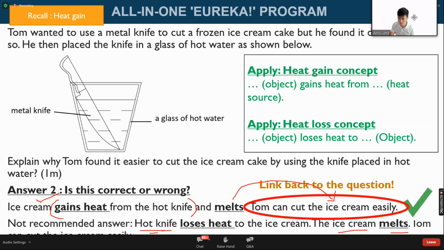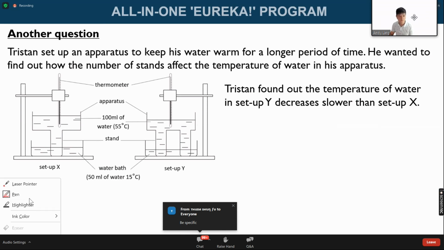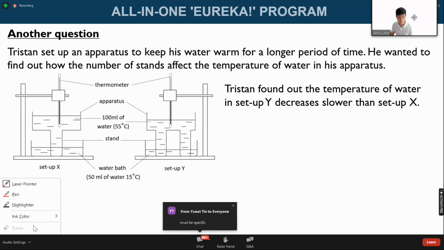Okay, I would like to go through another question. We are going to use our RRA again one more time. This is a separate question, parents. Tristan set up an apparatus to keep his water warm for a longer period of time. He wanted to find out how the number of stands affects the temperature of water in his apparatus.